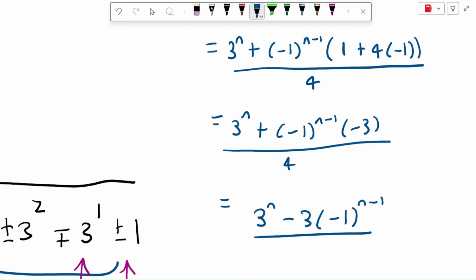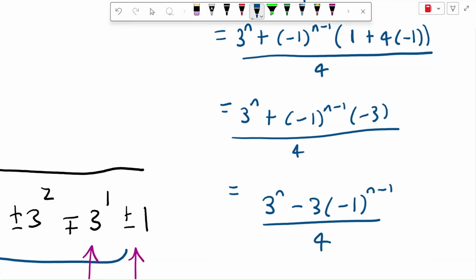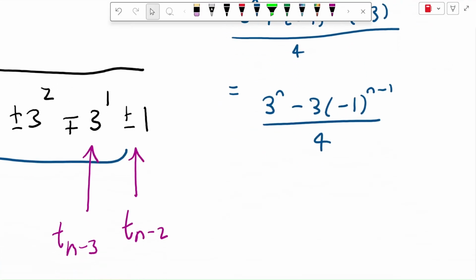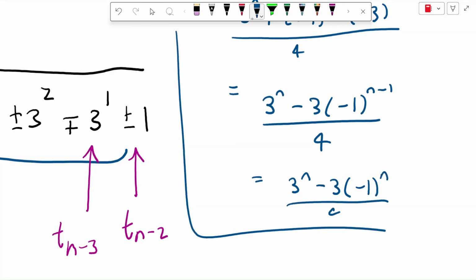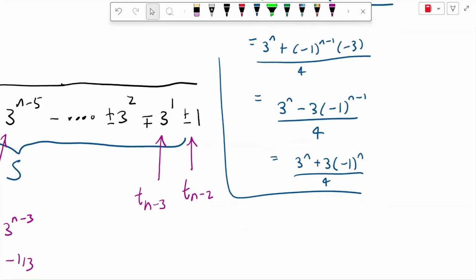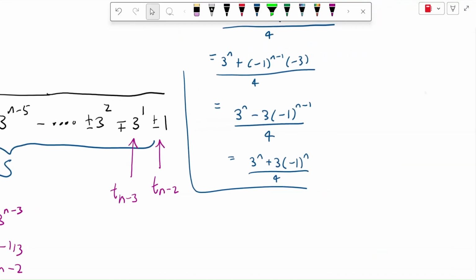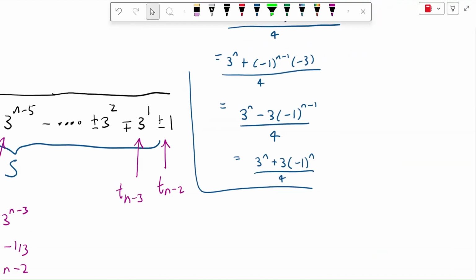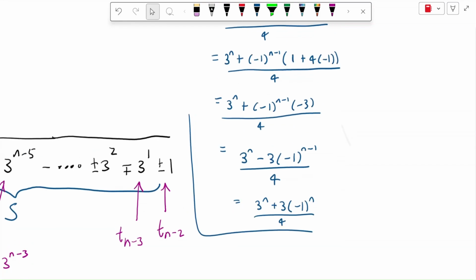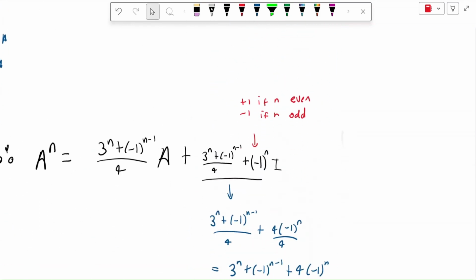I don't really like it being double take, so maybe I'll pull this -1 into the power as well. So 3^n - 3, and then that should be (-1)^n all over 4, and plus 3. That should be (-1)^n. We could factor out a 3 on the top, but I don't really want to. So that's what this ends up being.